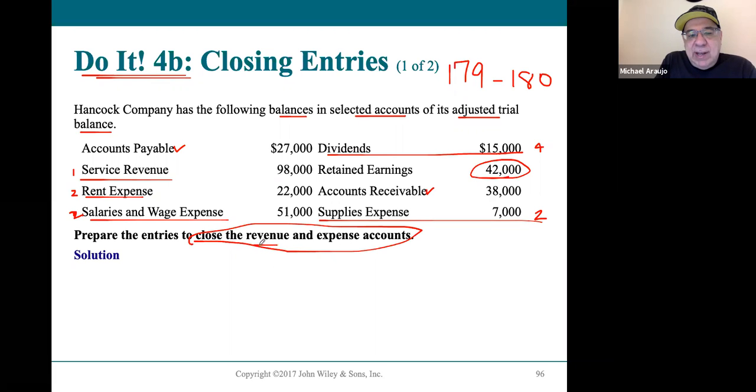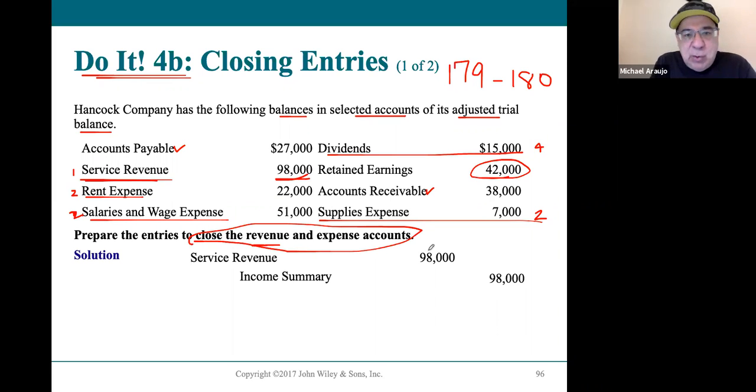So again, it asks us to close the revenue account. Revenue is at $98,000. That's going to be on the credit side of the account. So how do we get it to 0? Debit it. So we debit service revenue by the same amount that's on there. That'll make sure that both the debit side and credit side are equal, which means now the balance is 0, and that's what closing is. I keep repeating that because I want you to know. And then we put that money temporarily in income summary. That's step 1 in a nutshell.